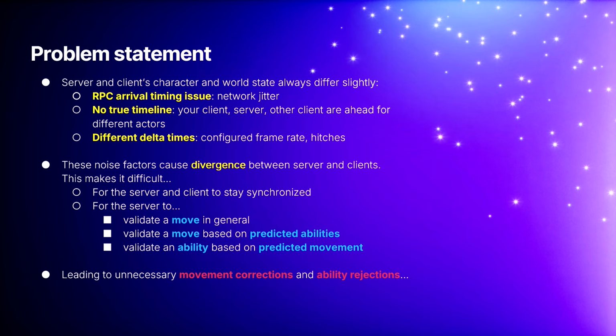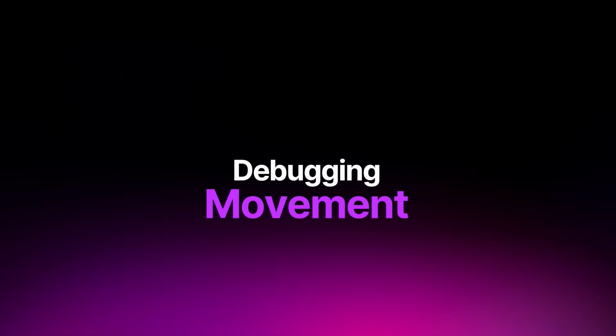And even more so when you need to validate a predicted move based on a predicted ability, or a predicted ability based on a predicted move. And when you're not aware of all of these noise factors, that leads to unnecessary movement corrections and ability rejections. Unless you know what you're doing, you see all of this coming, and you take this into account and have your own solutions for this.